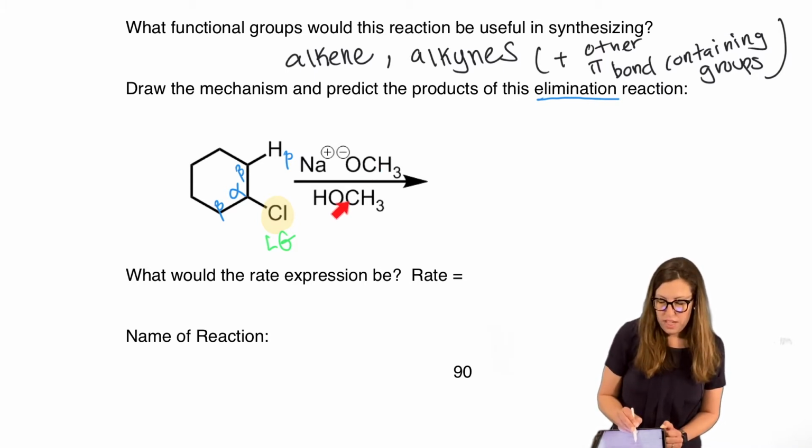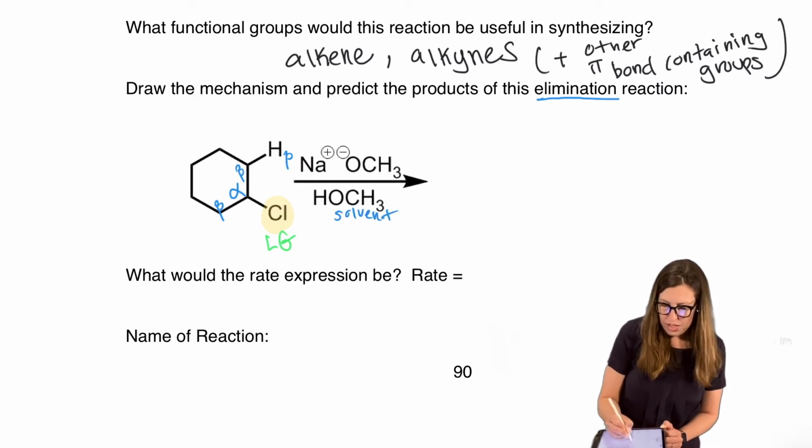I don't know about you, but we know methanol is a weak base. Methoxide is a stronger base. They're kind of related, right? This is the conjugate base of this acid. So this would be our solvent. This is our base. Go ahead and draw your lone pairs. And let's do the three-arrow mechanism.